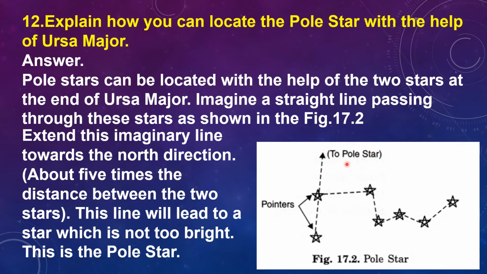First we have to imagine a straight line passing through the two stars. We extend the line to 5 times the distance between the two stars. Then we can locate the pole star. The line leads to a star which is not too bright. So this is the location of the pole star. The pole star is not too bright.